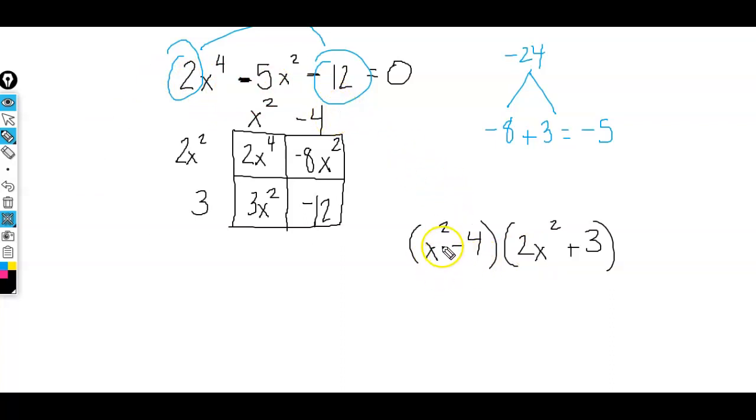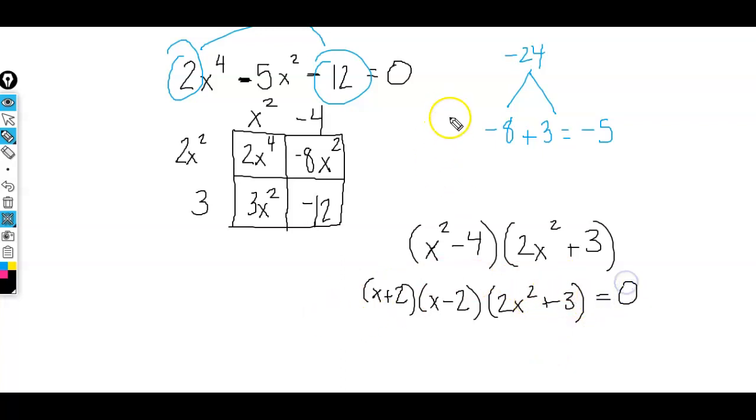Now, sometimes after you factor once, it can still be factored. Notice that this first factor here is a perfect square minus a perfect square. So that means that it will actually factor to be x plus 2 times x minus 2. But 2x squared plus 3 doesn't actually factor anymore. And now we have it in its factored form. It was equal to 0. As always, when solving by factoring, you have to make sure that it is equal to 0.